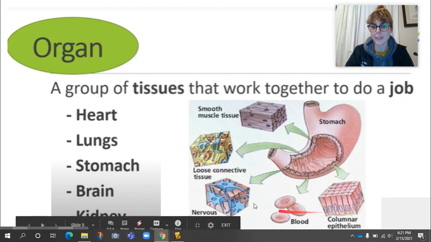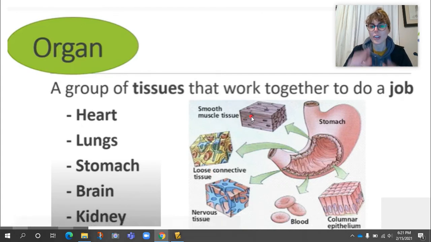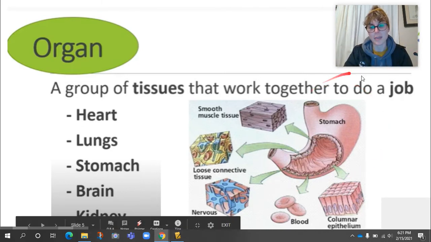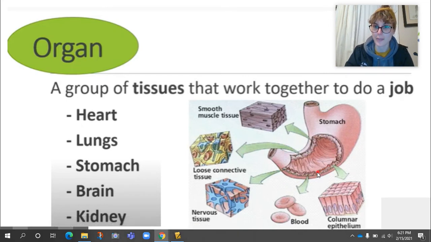All of these different types of tissues are coming together. And even though they're totally different in terms of their independent function or job, they're going to work together to do a common job. And the stomach is going to do some really important functions related to digestion.